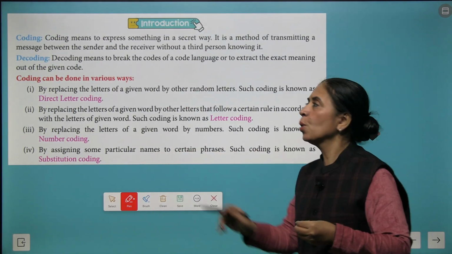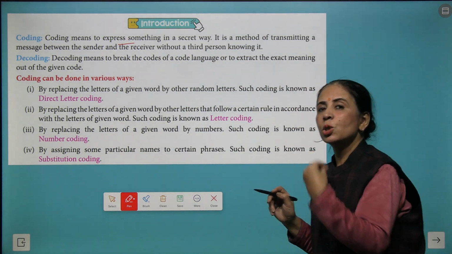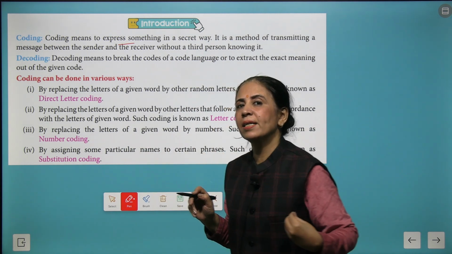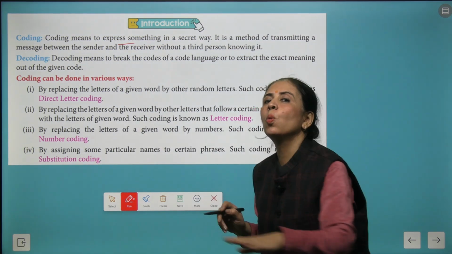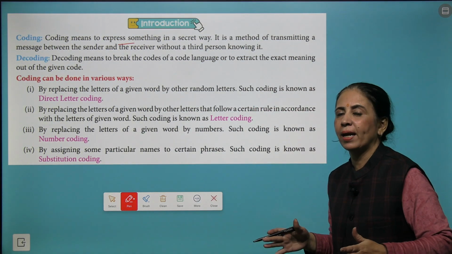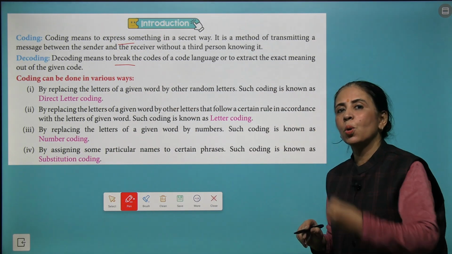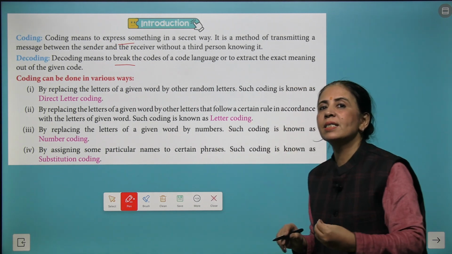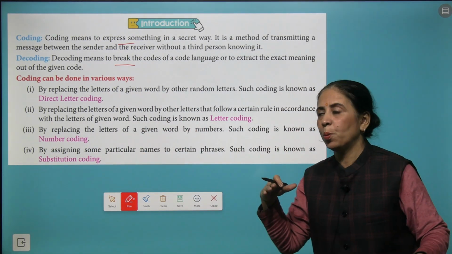So actually coding means expressing something in a secret way so that when the message is transmitted, only the sender and the receiver are able to understand it. No one else is able to crack it. And what is decoding? It is to break the codes which are given by the sender so that the receiver can easily understand what the sender wants to convey.